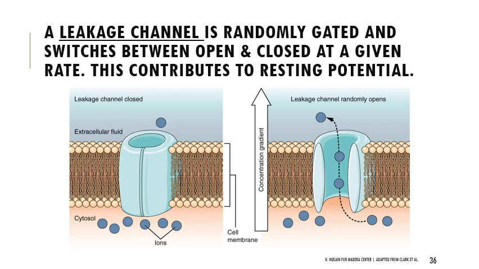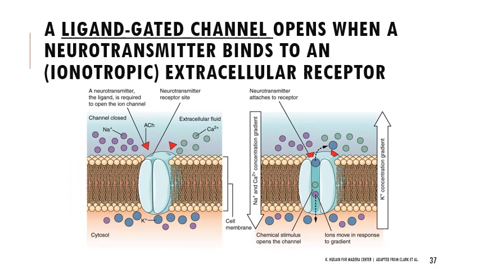There are also ligand-gated channels, which open when a neurotransmitter binds to them. They're extracellular, so we have something like acetylcholine, ACh, binding, and then those are going to cause ions to move along their concentration gradients. We call these receptors ionotropic because that binding of the neurotransmitter leads to a movement of ions.